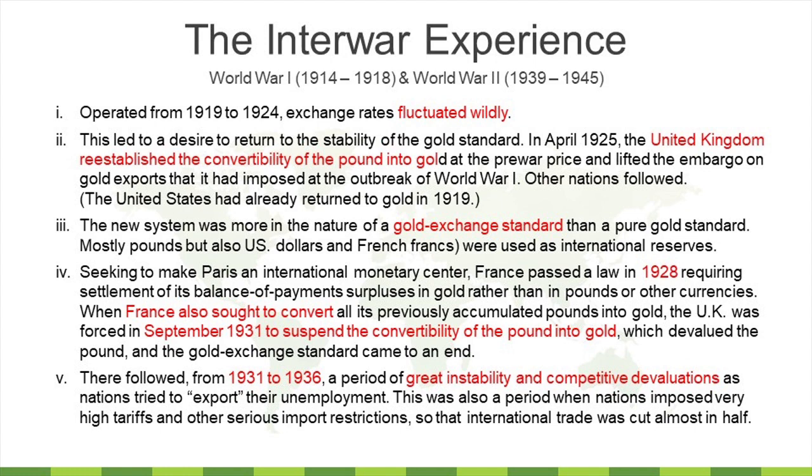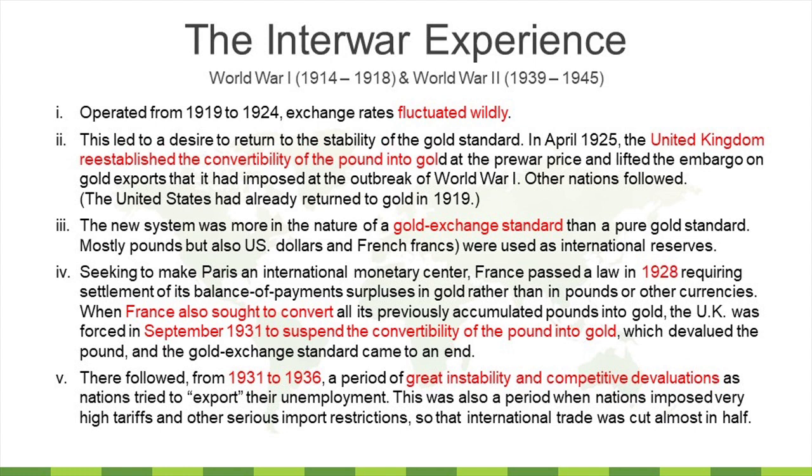In April 1925, the United Kingdom re-established the convertibility of the pound into gold at the pre-war price, and lifted the embargo on gold exports that it had imposed at the outbreak of World War I. Other nations followed. The United States had already returned to gold in 1919. 3. The new system was more in the nature of a gold exchange standard than a pure gold standard. Mostly pounds but also US dollars and French francs were used as international reserves.